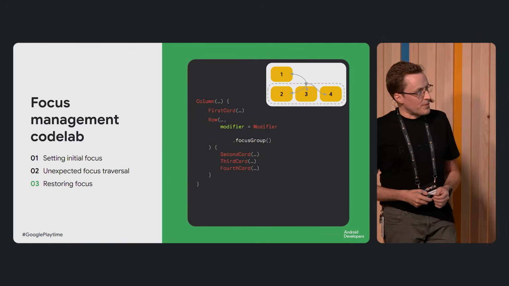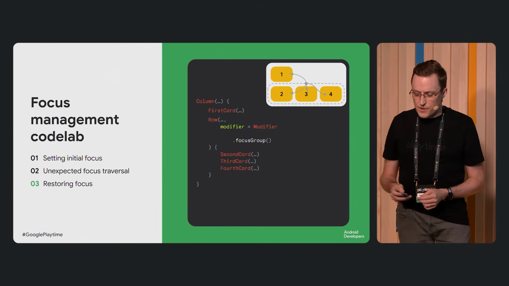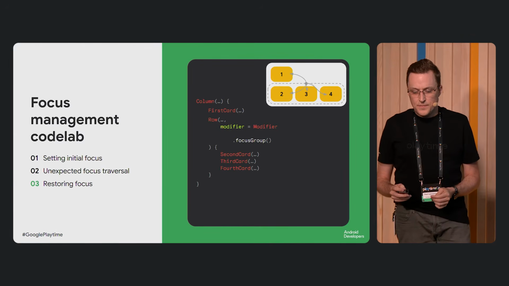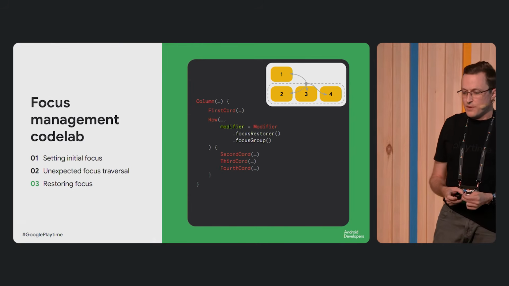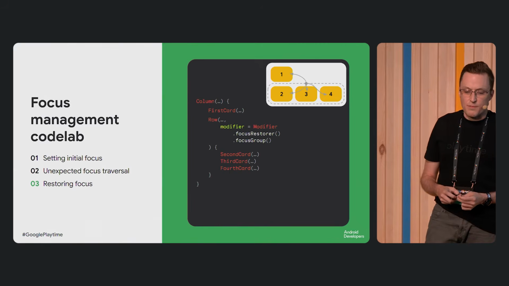Here again, we see our implementation. Where we had left off, we have the focus group already there. And now, as it turns out, all we need to do is specify a focus restorer as a modifier to the row.